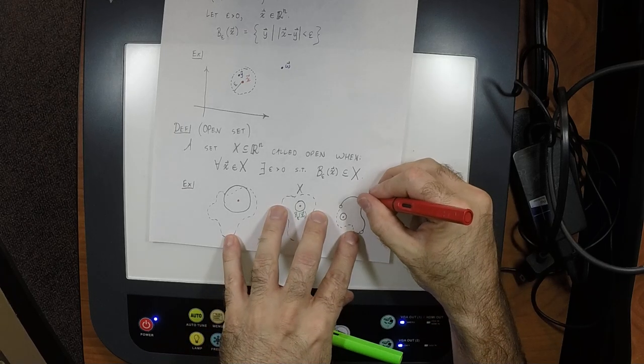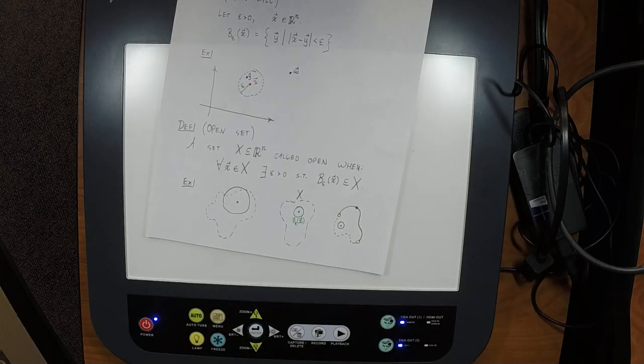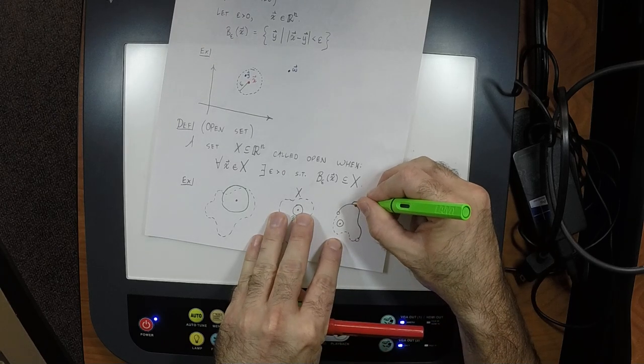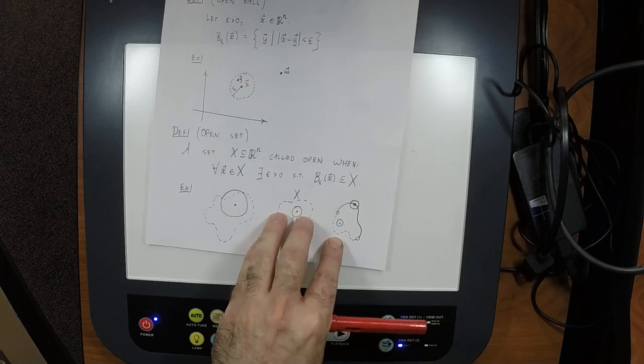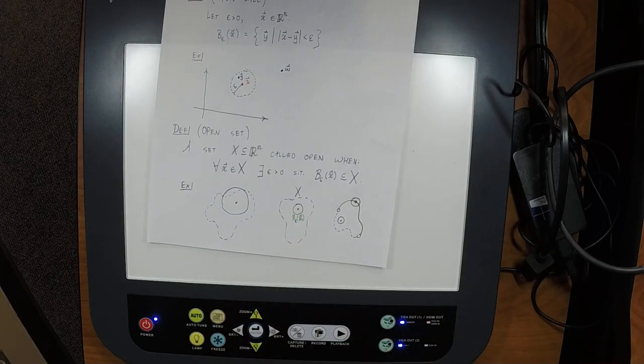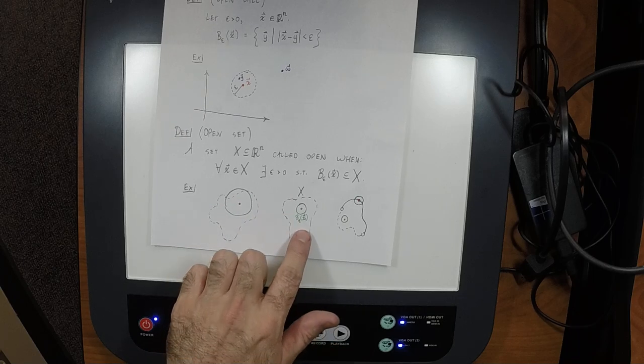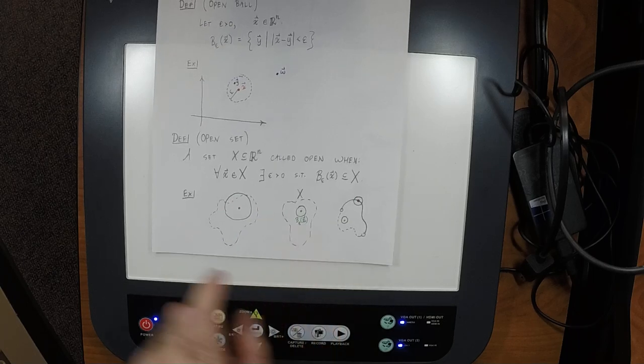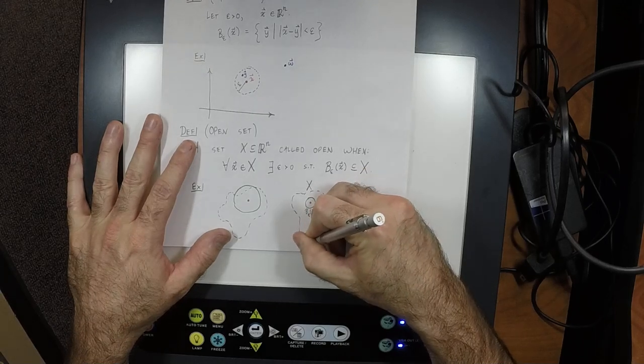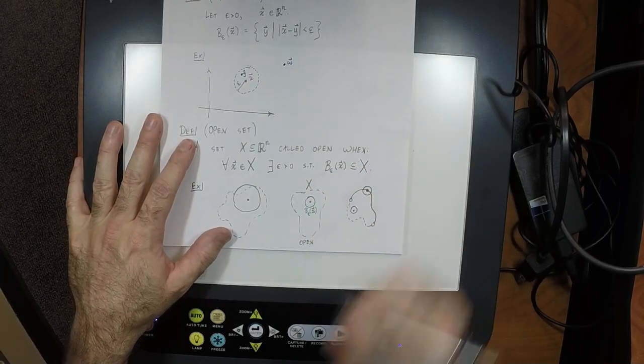Right. Let's consider this one, this red point. And I want you to imagine drawing an extremely small ball around it, very small. So here's as small as it can show up well on the camera. But you can imagine that it's very small. Can you see that you cannot make that ball small enough so that it would fit inside of X? You can't make it small enough. So this set right here is open, this one. And this set right here is not open.